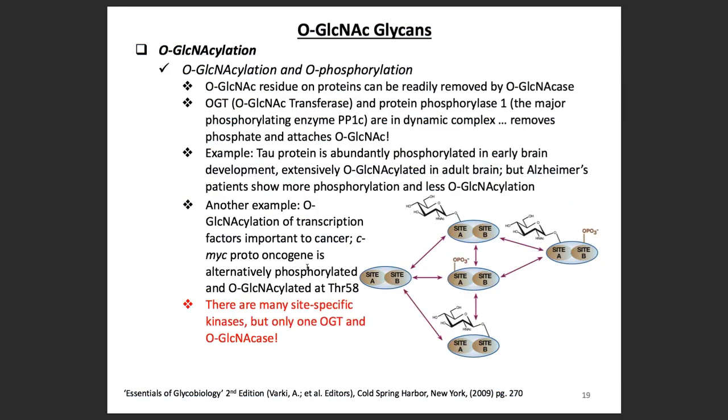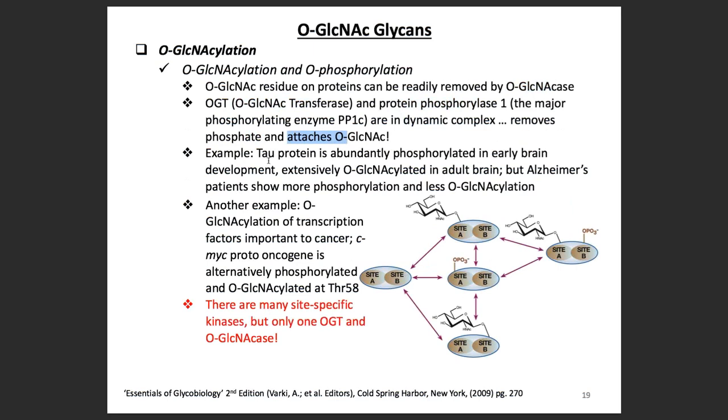One of the key points of this residue is that once it can be removed, just as there is a transferase enzyme that can make this kind of sugar, there is an O-glucanase that can actually remove it. What is most important is that the OGT, which is the transferase, and the phosphorylase, the one that puts in the phosphate group, are actually in dynamic equilibrium. One removes the phosphate and attaches the O-glucanase, and therefore you can have either O-glucanase or a phosphate. In that fashion, it turns out to be a signal.